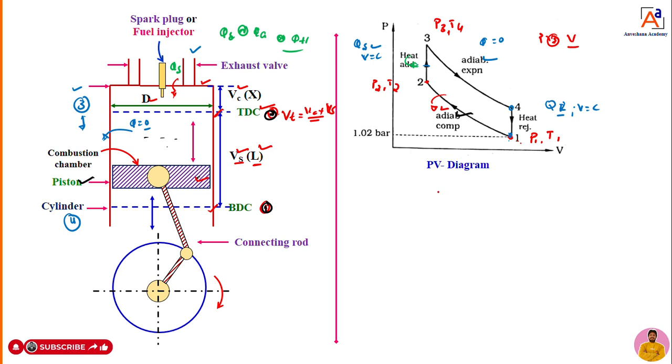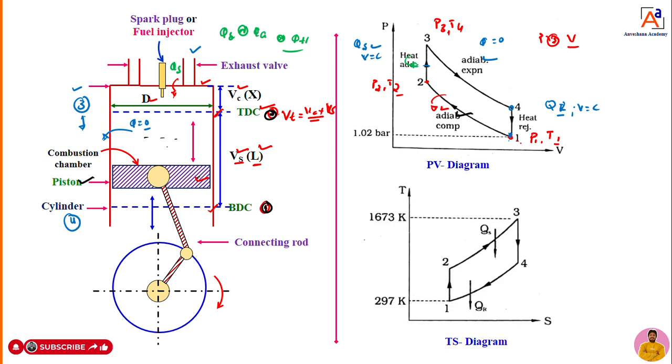Now if I want to know the variation of temperature, when the piston moves up and down, it has different processes, and those different processes have different temperatures at different points. You can see at point 1 it has temperature T1, at point 2 temperature T2. Like that, the variation of temperature can be calculated with the help of the TS diagram, that you can see here now, dear students.